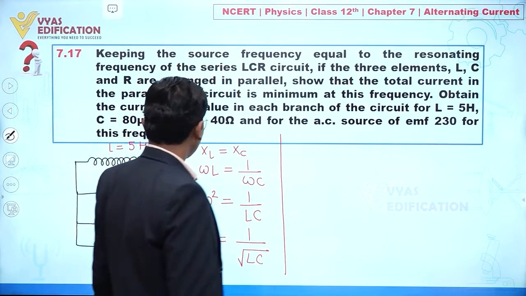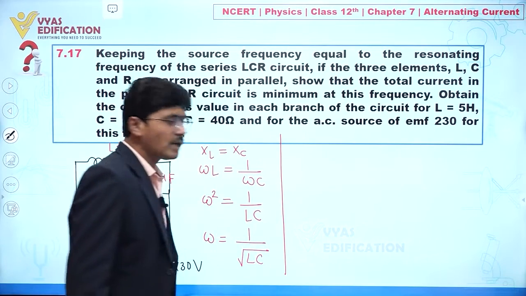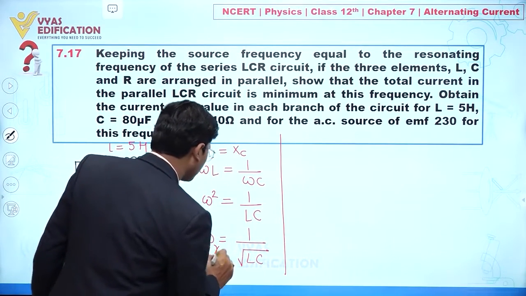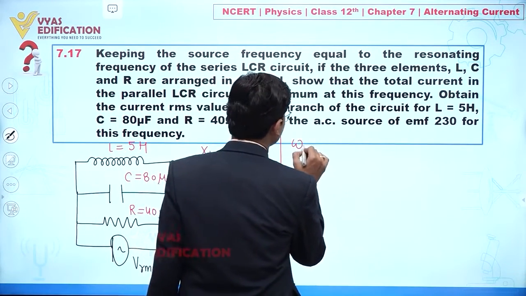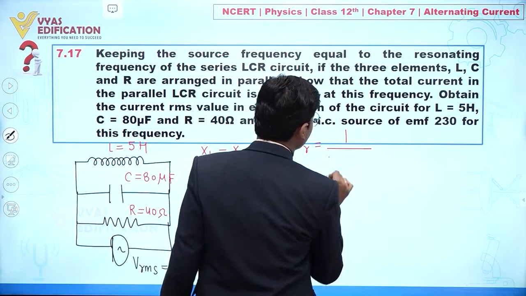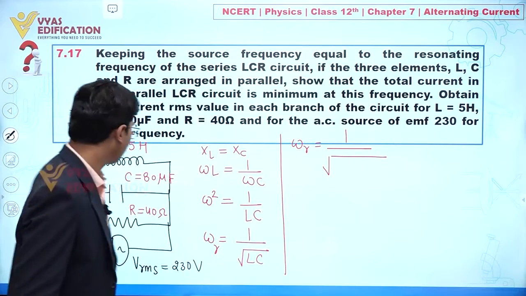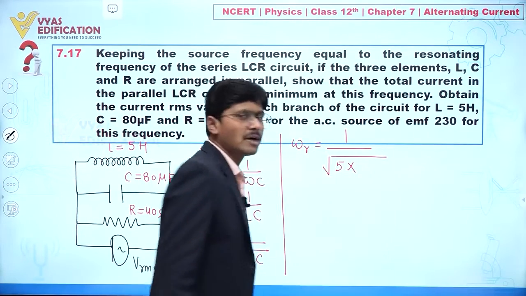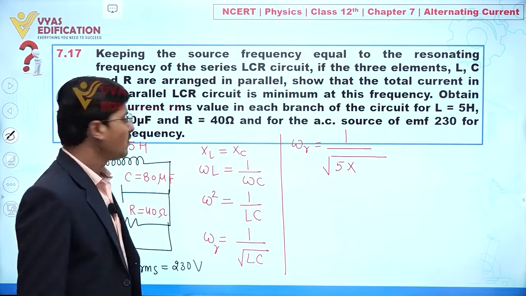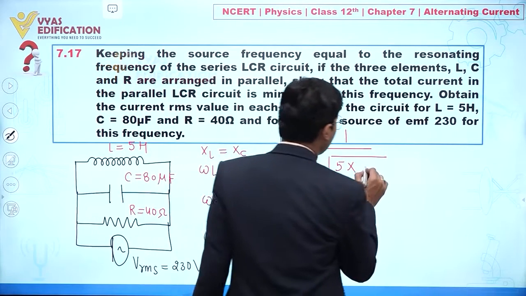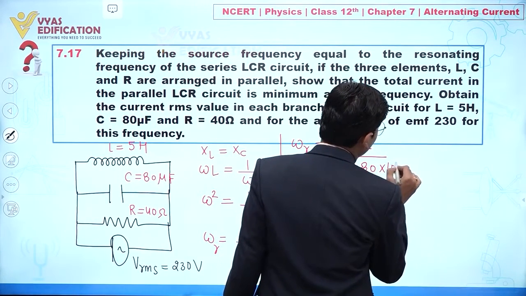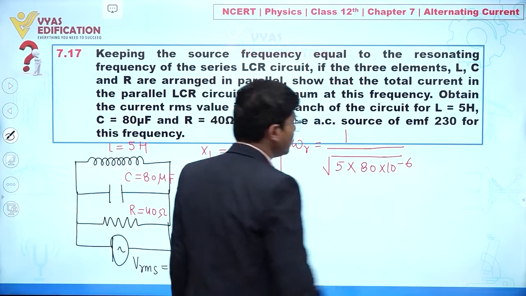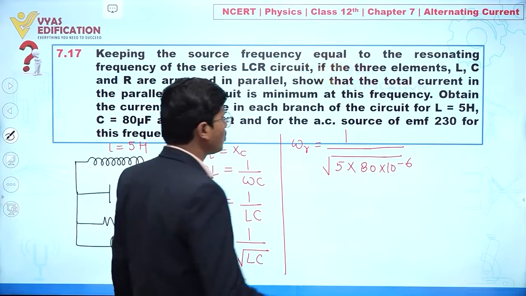This is actually known as the resonant frequency. So from here, the resonant frequency omega R is given by 1 upon under root of LC. L value is given to you as 5 Henry, and C is given as 80 into 10 to the power minus 6. So we have 5 into 80 into 10 to the power minus 6.